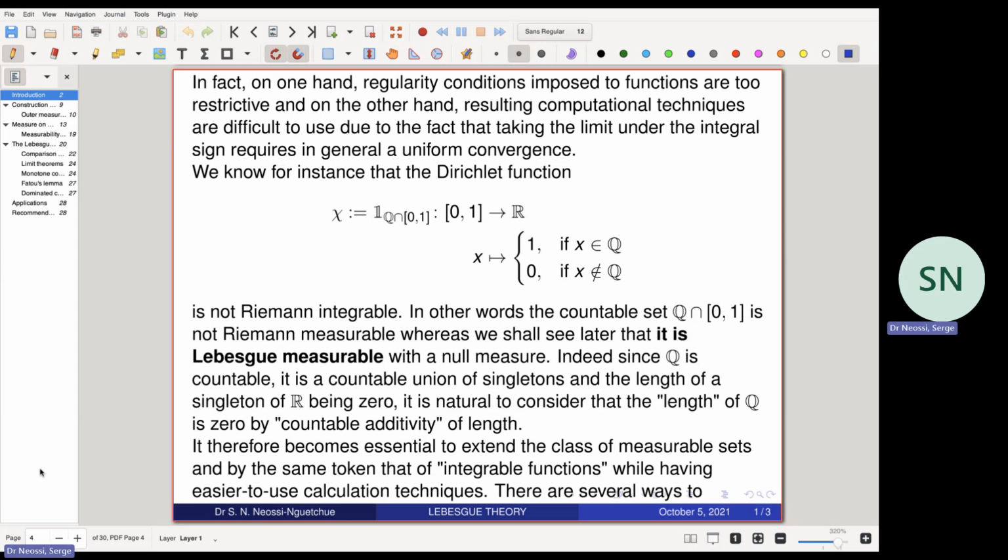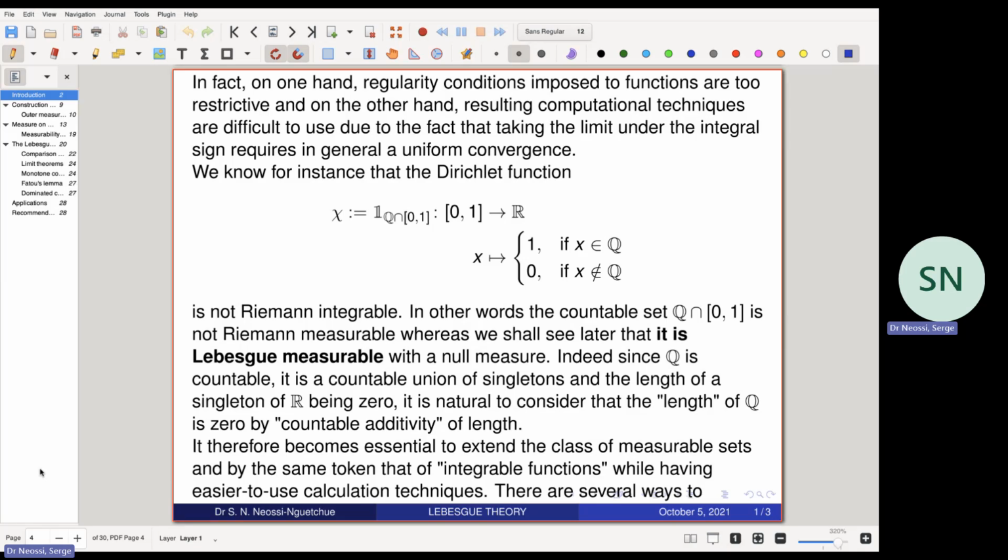In other words, the countable set Q intersected with the closed interval [0, 1] is not Riemann measurable, whereas we shall see later on that it is Lebesgue measurable with a null measure. Indeed, since Q, the set of rational numbers, is countable, it is a countable union of singletons, and the length of a singleton of R is 0. It is natural to consider that the length of Q is 0 by the countable additivity of length.